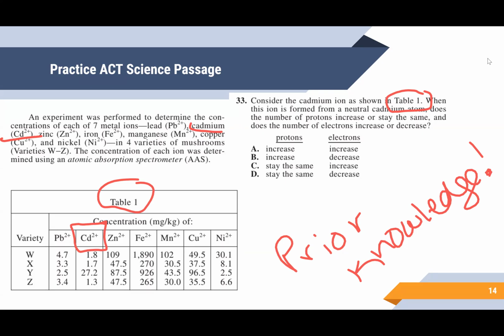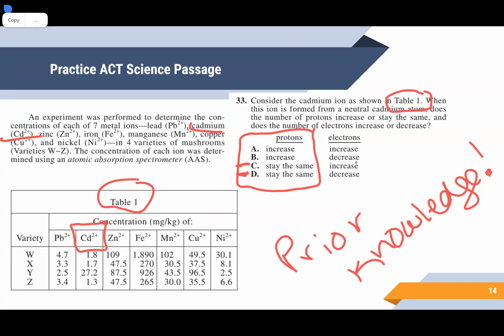If you have taken chem or physical science, you probably learned about ions and probably learned about atoms and what's inside an atom. Protons, if it's staying cadmium, are not going to change because we define an element by the number of protons that it has. So we know it's either going to be C or D because the protons are not changing. You needed to know chemistry knowledge for that. This is okay. You can still do really well on Science ACT if you don't have these couple prior knowledge questions, but we still want to get them if we can.